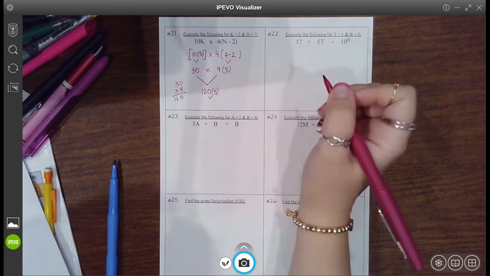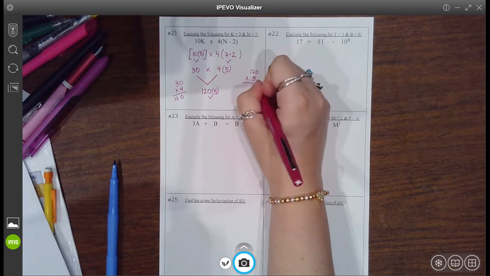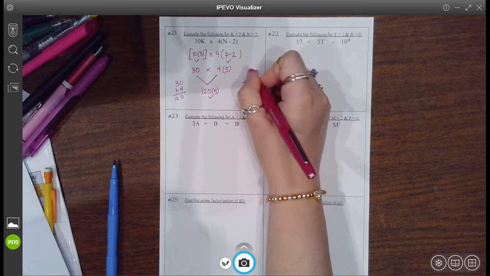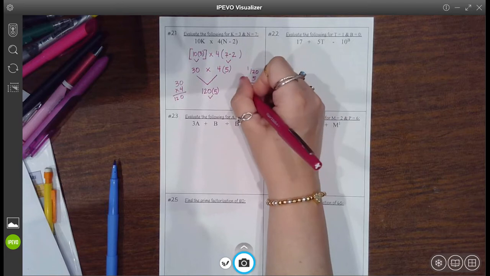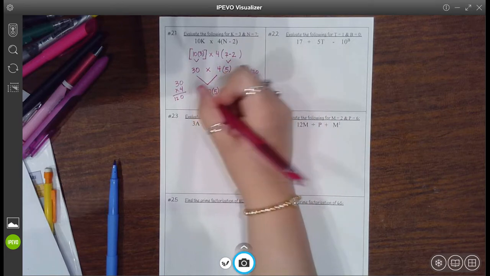And now I can multiply those two. And 120 times 5, you get 0. 5 and 2 make 10. 5 and 1 make 5, plus 1 is 6. So your final answer is 600.